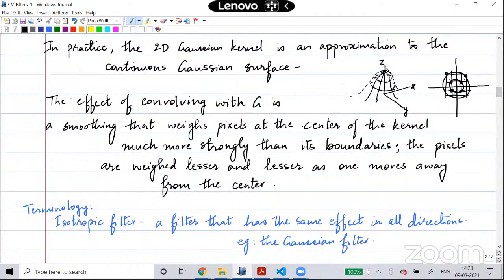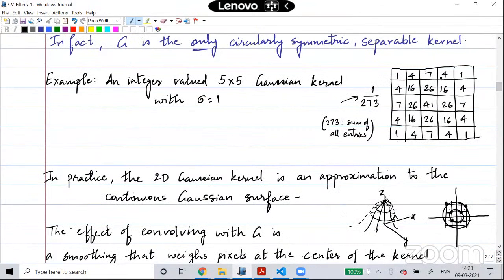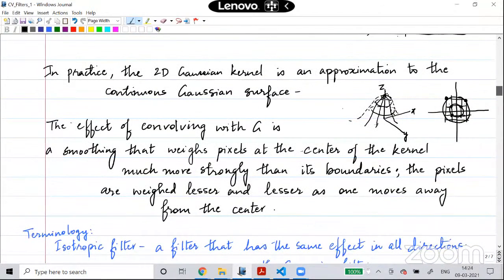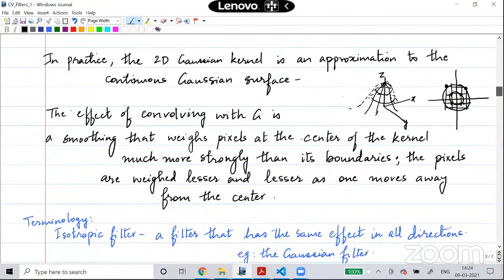Yes, the effect of convolving with G is a smoothing that weighs pixels at the center. Obviously, here you can see these are going to be the weights that you assign to the pixels. You are going to convolve with this, which means this 41 gets multiplied to the center pixel of whatever your window is. So the highest weight is given to the center pixel, and lesser weights are given to the pixels which are farther from the center. Okay. So that is one of the main properties of this Gaussian.